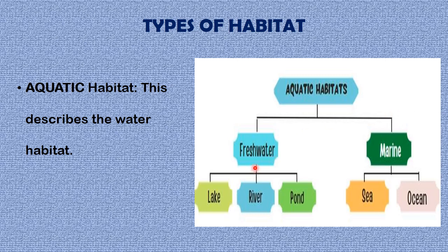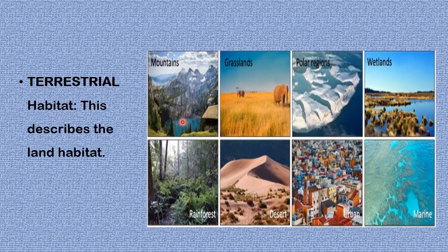Examples of freshwater habitats are the lake, the river, the pond, the streams, and so on, while for the marine habitat, we have the sea and the ocean. The freshwater habitat doesn't have much salt in it, while the marine habitat has a greater amount of salt content.